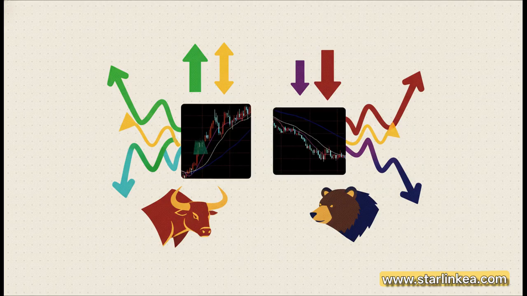Now look at the right. It's the complete opposite. The faster lines are on the bottom. That's a bearish alignment, and it's screaming downtrend. It's so visual, you just see it.